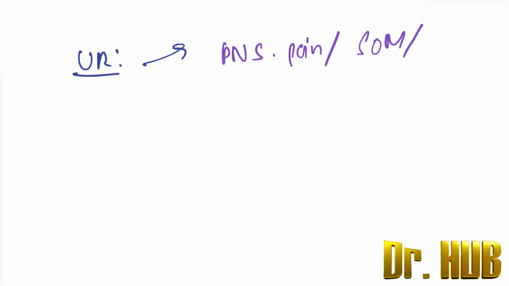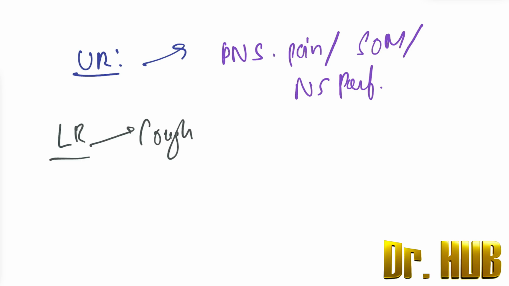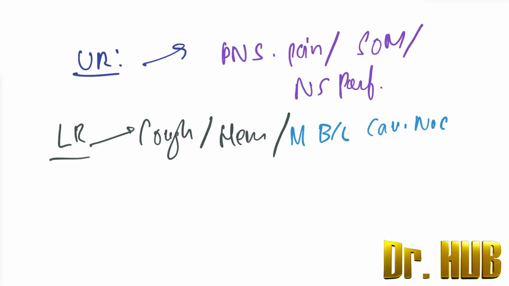Next are the important organs involved. In the upper respiratory tract, there is paranasal sinus pain, serous otitis media, and nasal septal perforation. In the lower respiratory tract, there is cough, hemoptysis, and multiple bilateral cavitary nodular infiltrates.